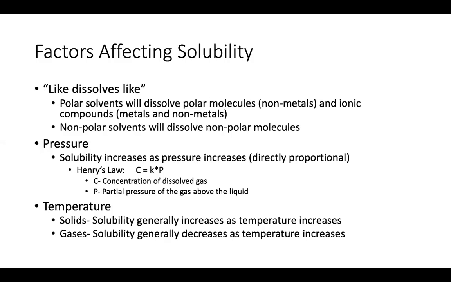The first one is the characteristics of the compound. We use this phrase, like dissolves like. So if we have a polar solvent, that will dissolve polar molecules, which are made up of non-metals. So polar molecules would be a molecule like water, or really just anything that has polarity. And ionic compounds as well. So if you ever see a metal and non-metal together, you should automatically know that that's going to dissolve really well in polar solvents like water, okay?